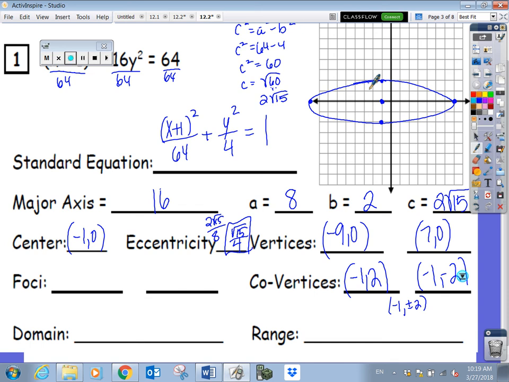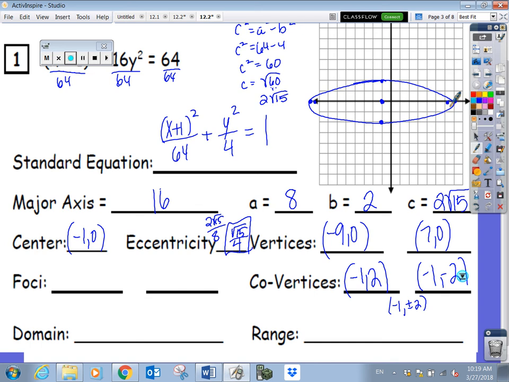We don't know what the square root of 60 is right off the top of our head, but we do know the square root of 49, we know the square root of 64. 60 is in between those two perfect squares, so it's going to be in between 7 and 8. So there are your foci.